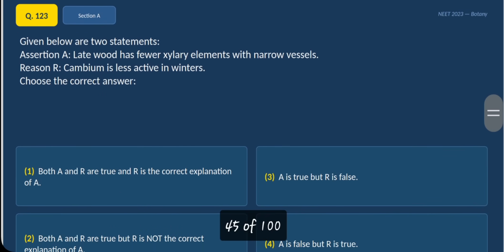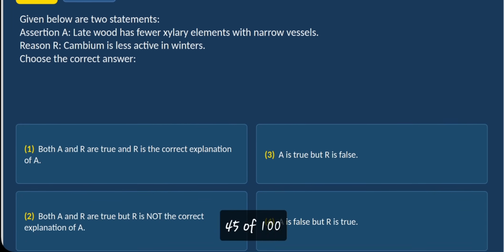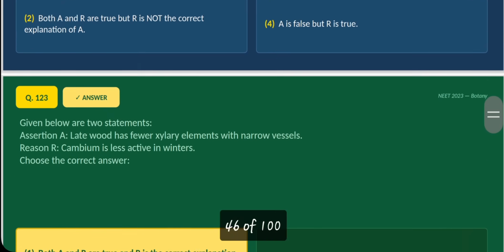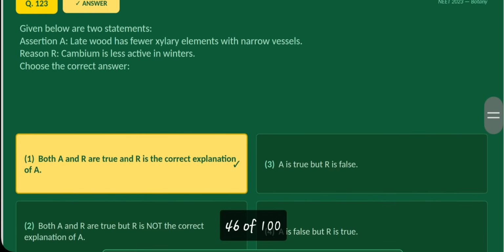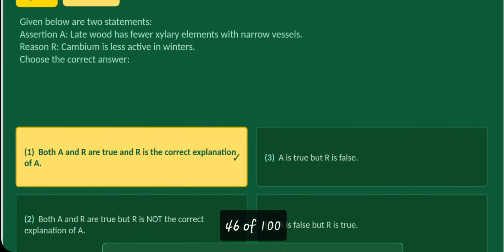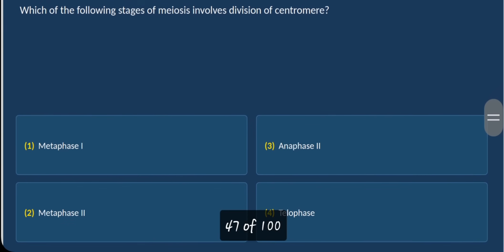Given below are two statements. Latewood has fewer xylary elements with narrow vessels. Cambium is less active in winters. Latewood is the autumn wood. It has fewer xylary elements with narrow vessels. So assertion and reason here, both A and R are correct, and R is the correct explanation of A. Both the statements are correct, and it is the reason for A.